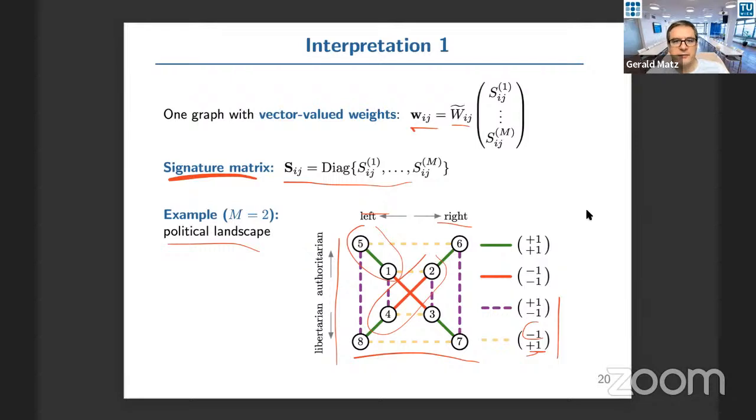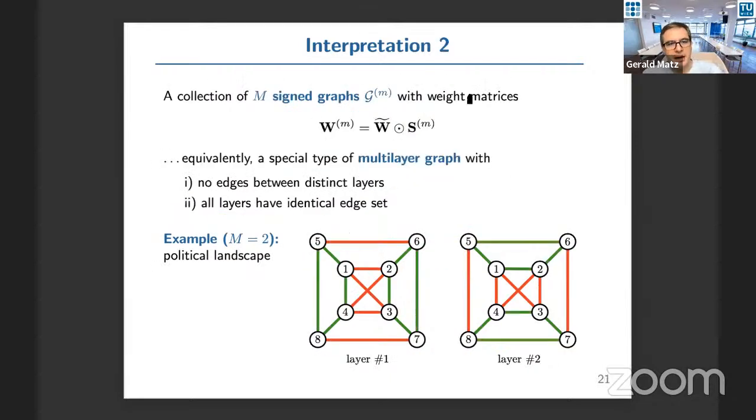It turns out that an alternative view on these signature graphs is by splitting the weight tensor across the dimension coordinate m, right? So in that case, each slice will give you one signed graph, which we denote by G with superscript m. Okay, so we get m of those. And we can characterize their weights as well. This is just the structure constraint that says that the magnitude is the same for all slices, but the sign matrix can be different on any slice.